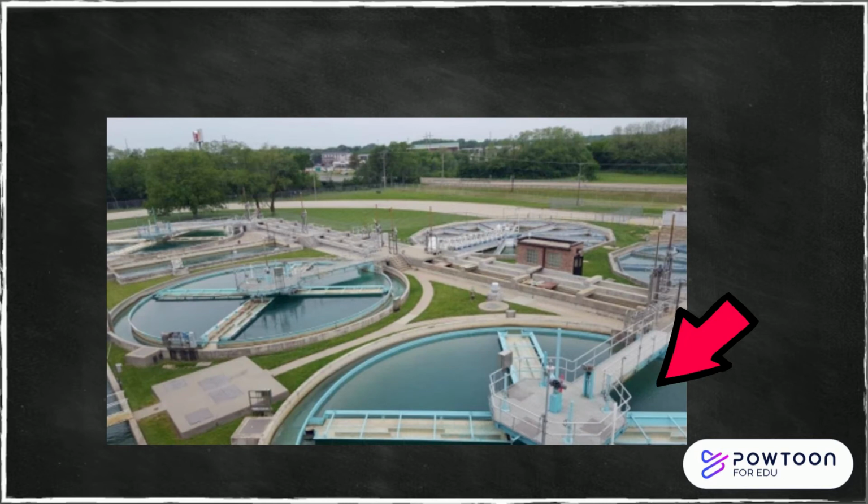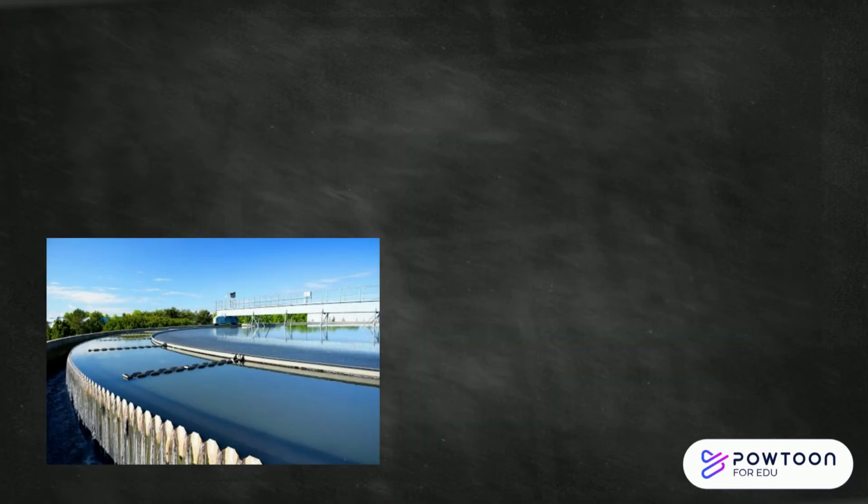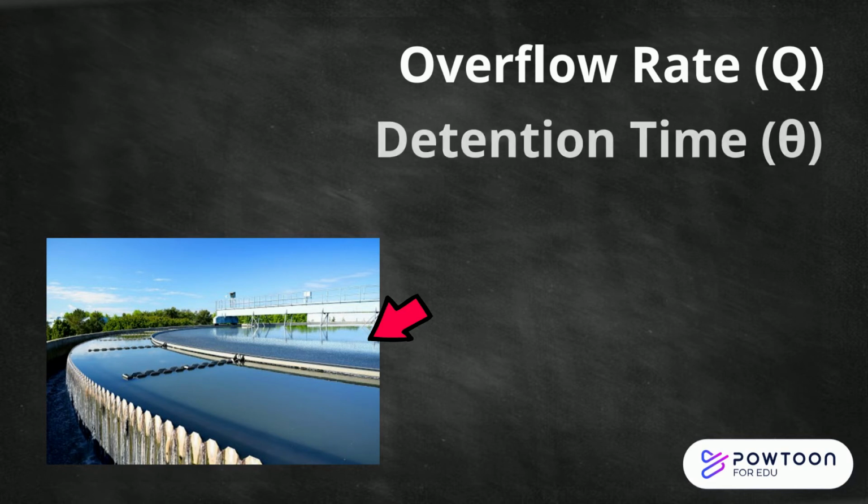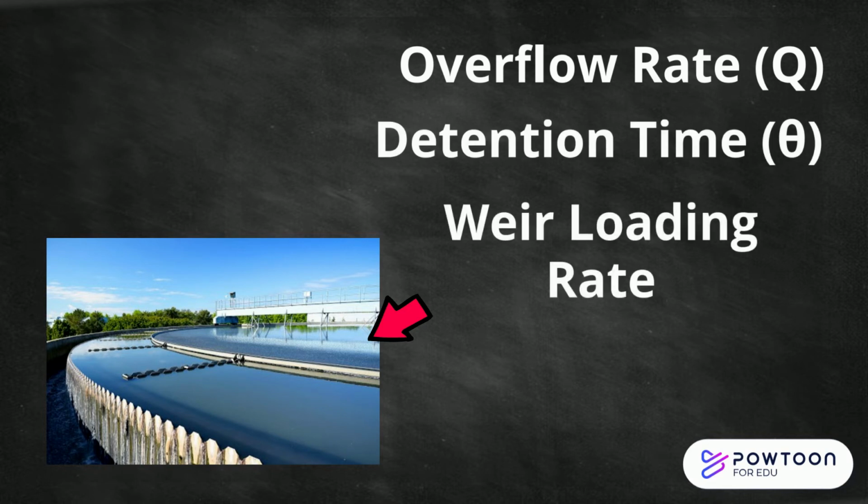So this is a settling tank. You have a mixing tank, a flocculation tank, and then a settling tank. This is also another view of a settling tank. In the settling tank, overflow rate, detention time, and weir loading rate are key parameters in designing a sedimentation or settling basin. A settling basin is where all the floc settles out.